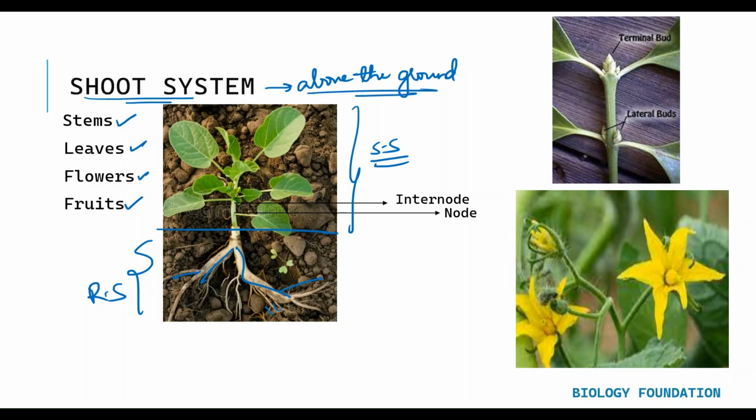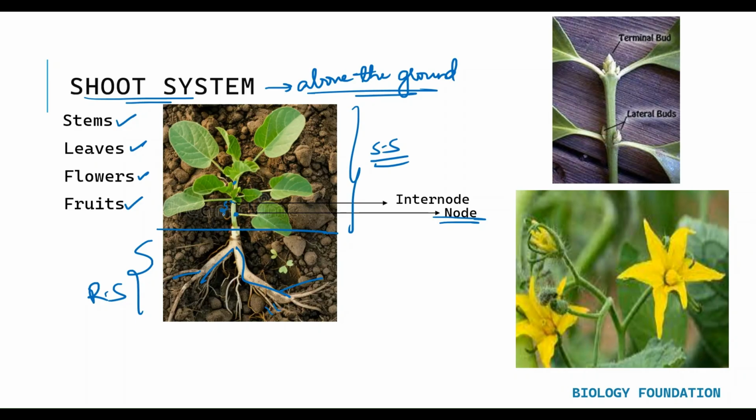Now if you observe this plant carefully, the point on the stem from which the leaves arise is said to be a node. What is a node? It is that point or region on the stem from which leaves arise. Can you see? This is a node. Here again you have a node, wherever leaves arise. Those regions of the stem are called nodes.